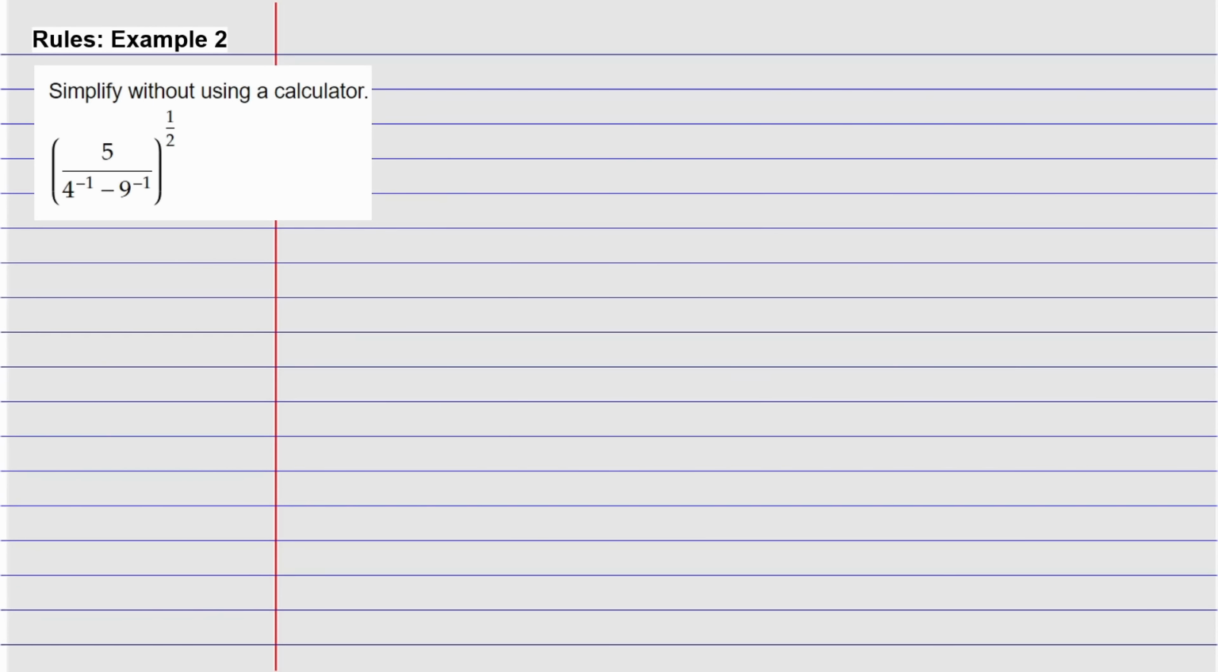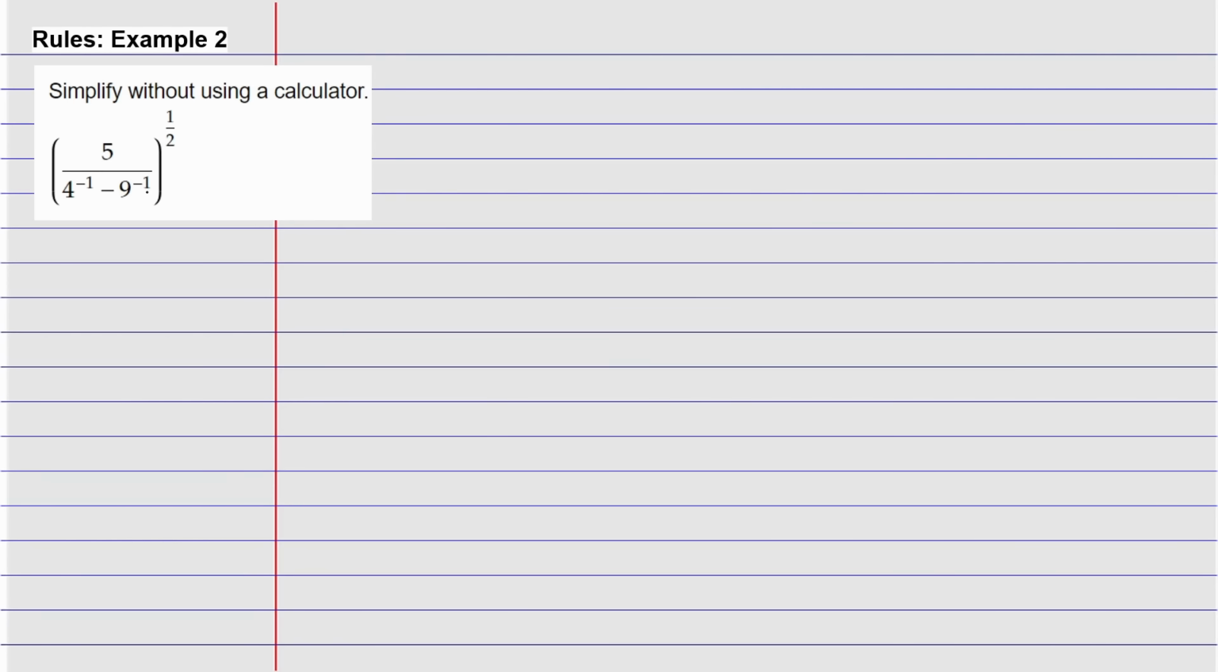So now we're going to do example 2 under rules, right? We're basically going to change this without using a calculator. We're going to change it into surd form, right? We're going to simplify it. Then after simplifying it, we need to make sure that our answer is either in surd form or in terms of numbers. I hope that makes sense, right?